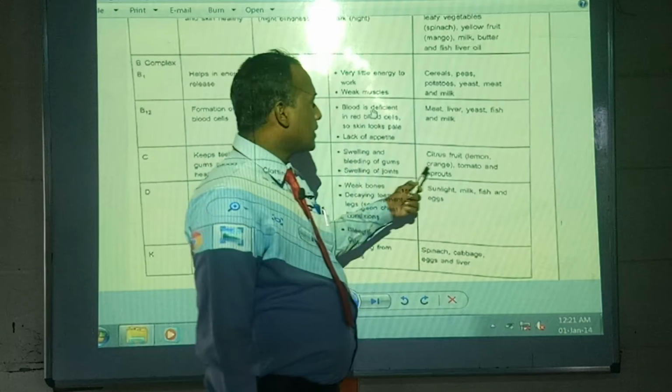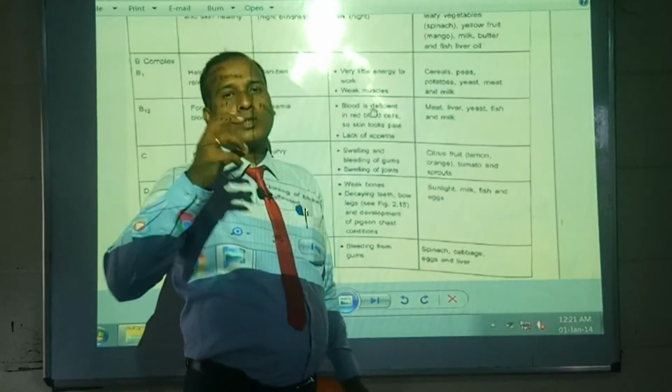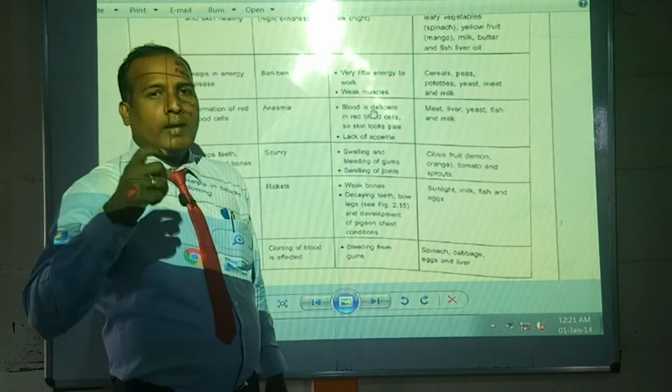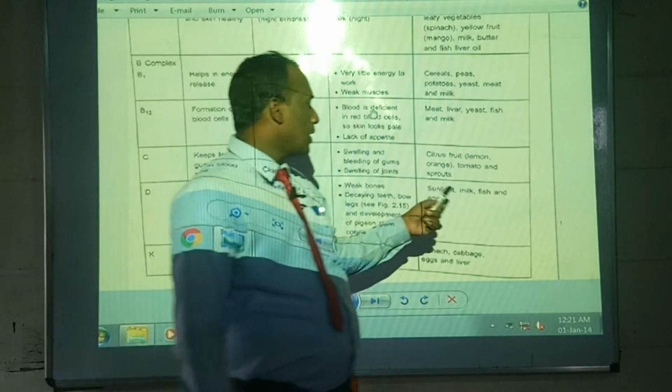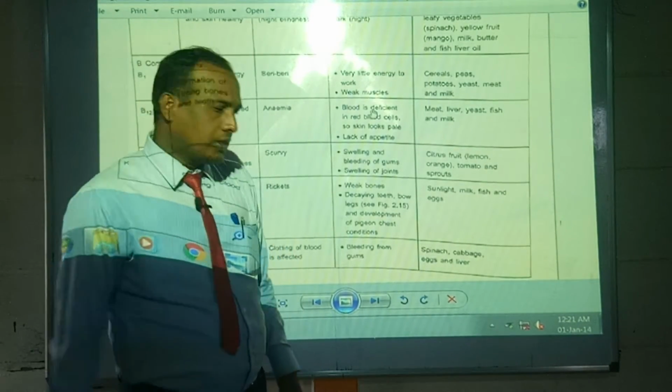And where will you get it? Citrus fruits, sour-tasting things like orange, lemon, tomato, and sprouts. If you take those things, you will get plenty of vitamin C.